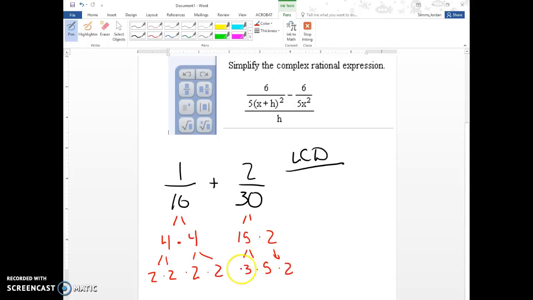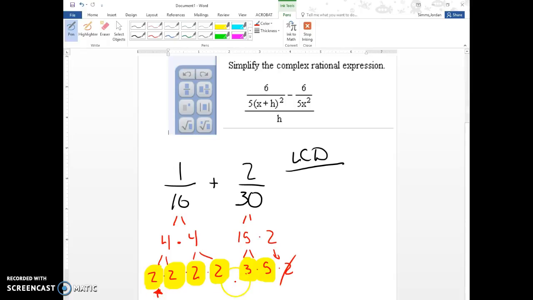Okay? And then to come up with the LCD, we're going to include all the numbers from one set without the duplicates of another one. So what that means is I'm going to include this 2, this 2, this 2, and this 2. I'm going to include this 3 because it's new, and this 5. I'm not going to include the last 2 because I already have one 2. Now if I had 2 2's over here, I wouldn't include that 2 either.